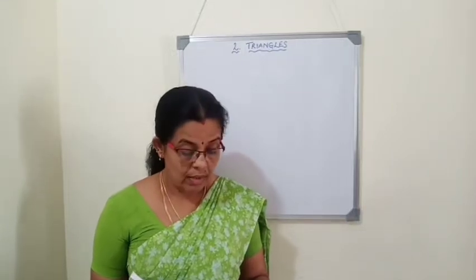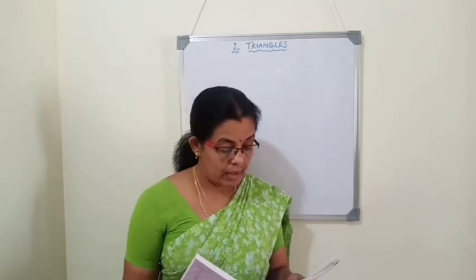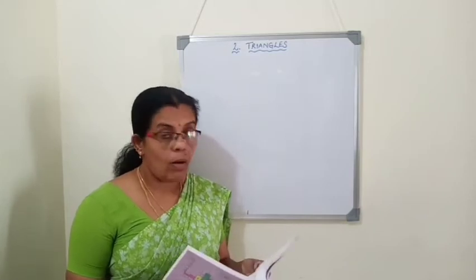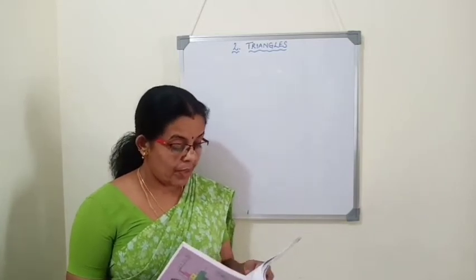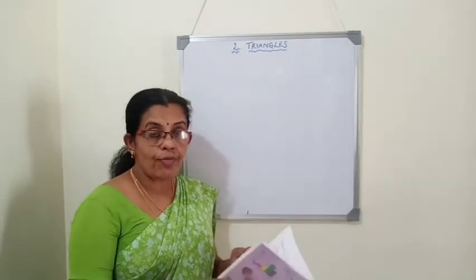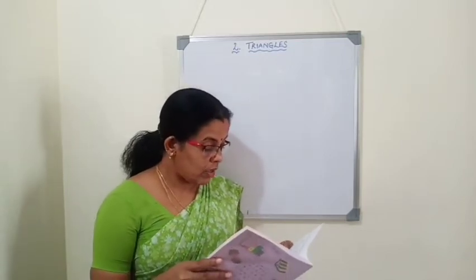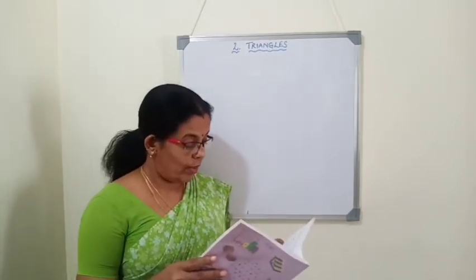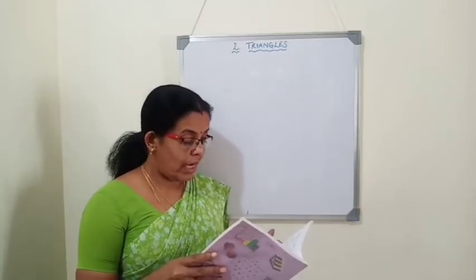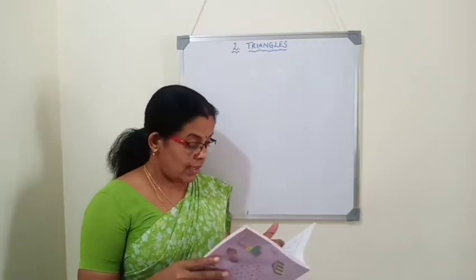Now exercise 2.1. Fill in the blanks using the correct word given in bracket. All circles are dash, congruent or similar. All the circles are similar because all the circles will be in the same shape but it can be of different size. So all the circles are similar. Second question, all the squares are similar or congruent. All the squares, the angles will be equal, sides will be proportional. So all the squares are always similar.